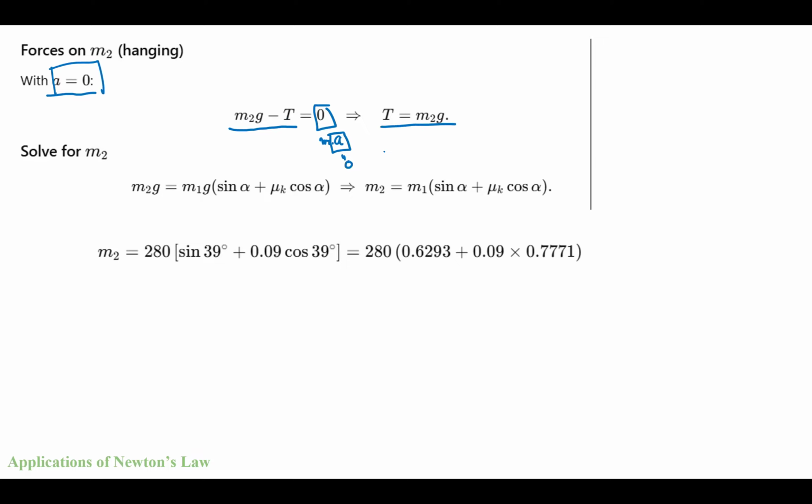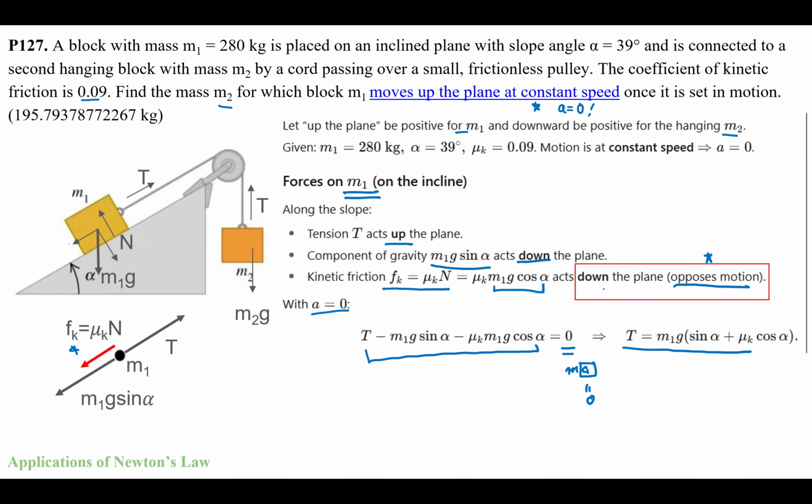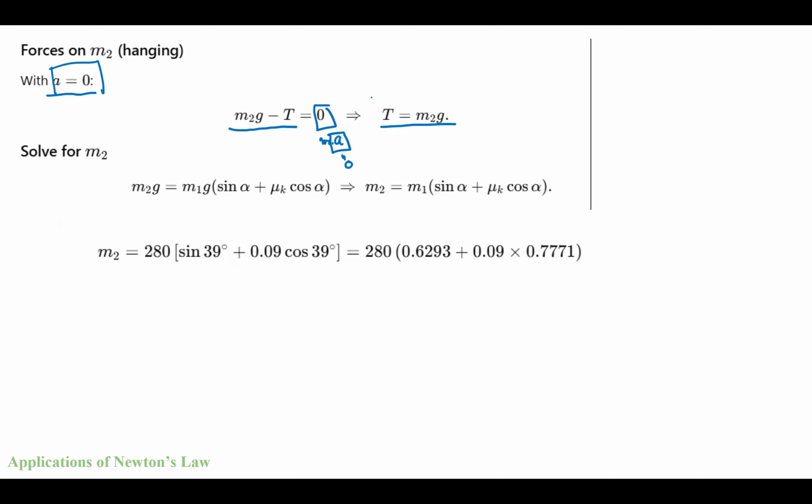So we have M2G. Then as in the previous case, we have a T here, and another T here, and they should be equal. So we have these two equations. And then finally, we can find out M2, okay? And then we can calculate it.